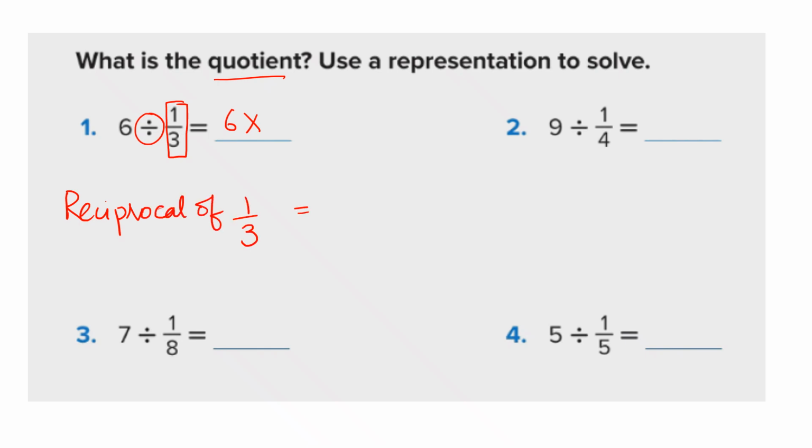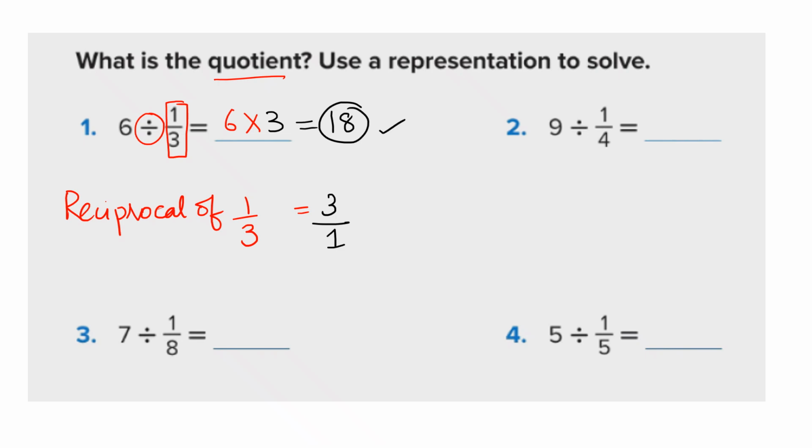Here the numerator in the question is 1, denominator is 3. But when we take reciprocal, we flip. The numerator becomes denominator, the denominator becomes numerator. So can I say it will become 3 over 1? Yeah, we flip. So 6 times 3, 18. This is your answer. So easy.